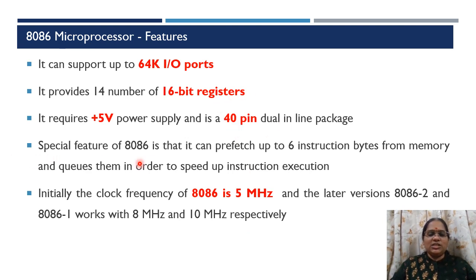The special feature of the 8086 is the pipelining architecture, which we will see in the coming slides, where it can fetch up to 6 instruction bytes from the memory and do the instruction execution. Initially the clock frequency is 5 megahertz. The later versions have 8 and 10 megahertz respectively.